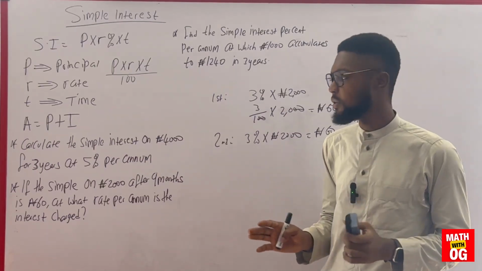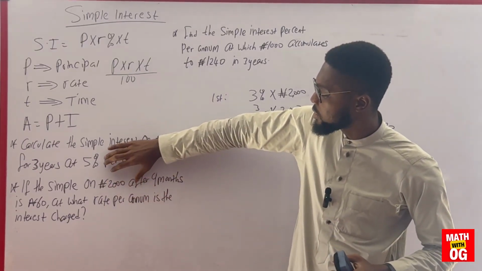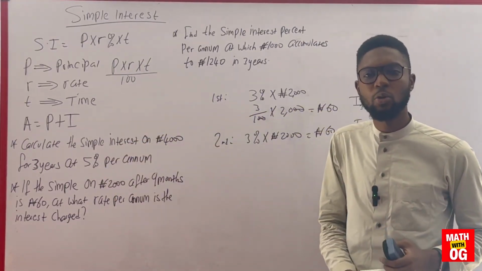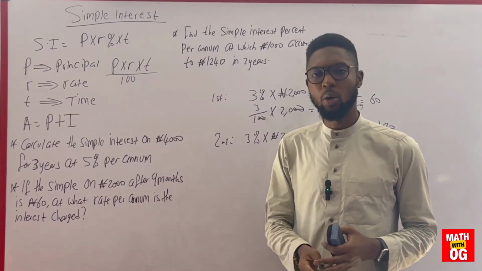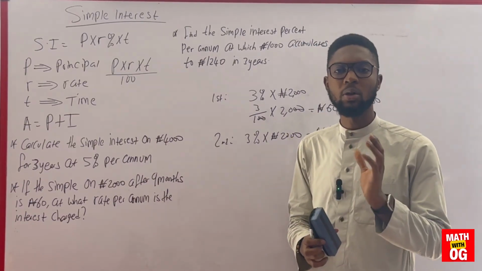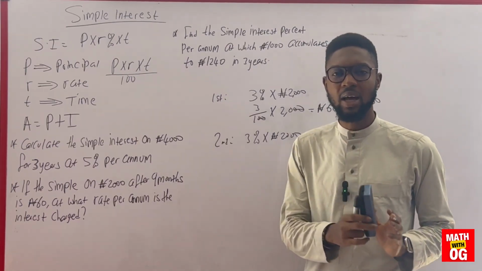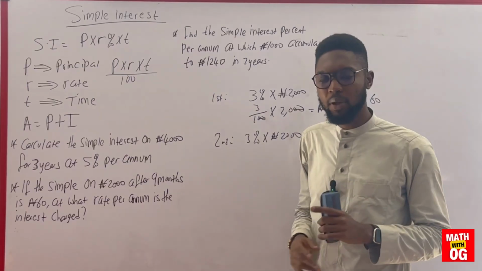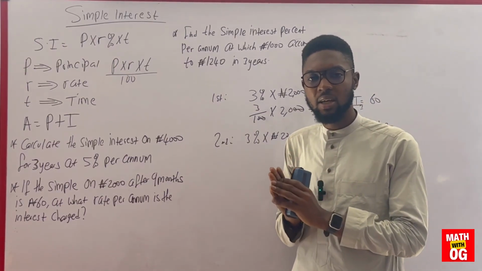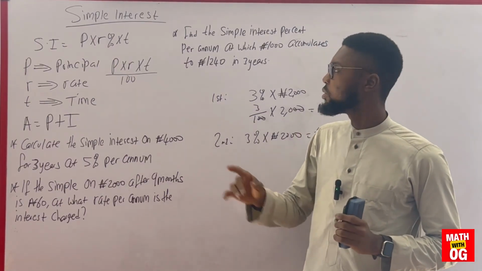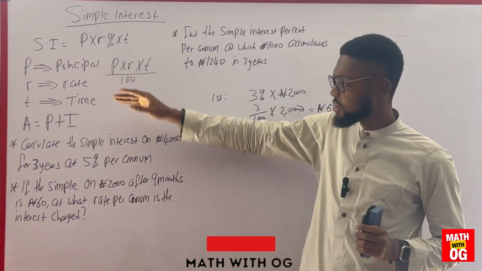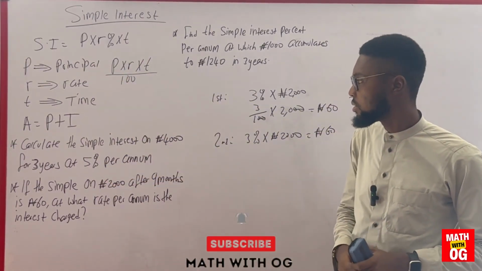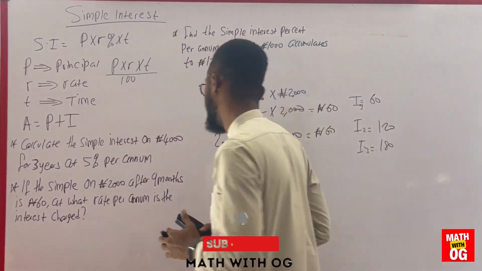But if it's not given, let's say at 5%, this part is not given, we always assume that it is done annually or per annum. So unless stated otherwise, always assume that your time should be in years. I repeat, unless stated otherwise, always assume that your time should be in years. So this one is stated that it's in years. So let's solve question number 1.